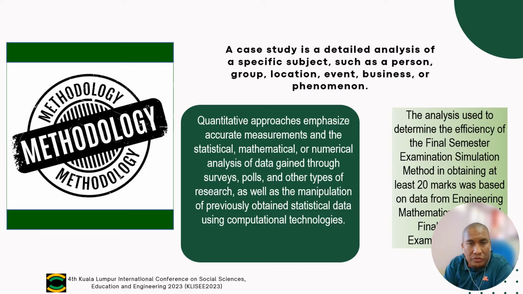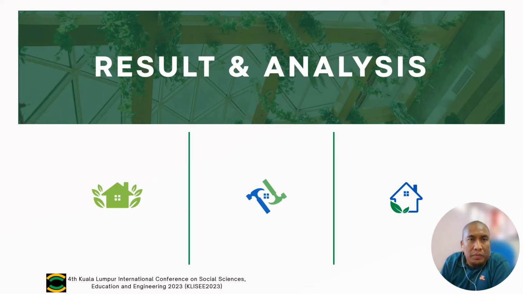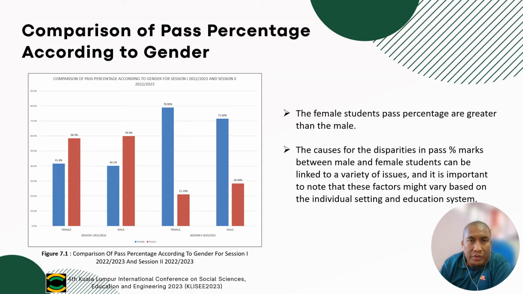The analysis is used to determine the efficiency of the final semester examination simulation method in obtaining at least 20 marks, based on data from Engineering Mathematics 2 students' final semester examination marks. I will explain about result and analysis. A comparison of pass percentage according to gender has been made. Please refer to figure 7.1. The female student pass percentage is greater than the male.